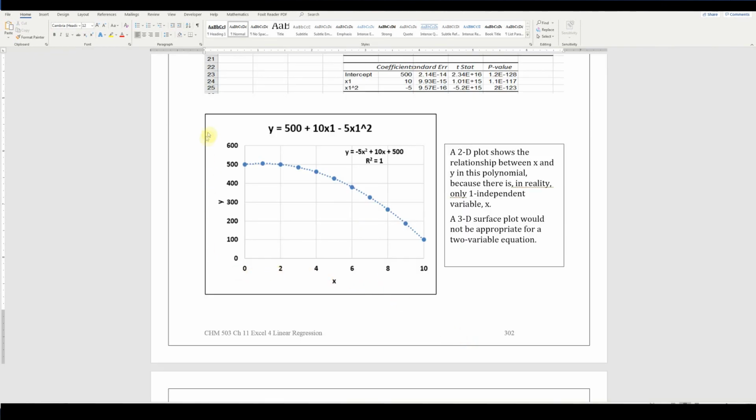I plotted this quadratic equation on a 2D plot rather than a 3D surface plot because it only has two variables. It has one independent variable x and one dependent variable y. And it certainly displays the curvature that's characteristic of a quadratic equation.